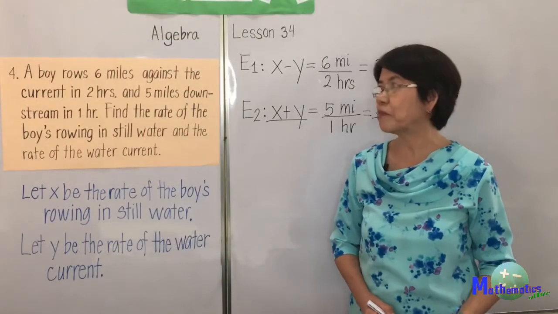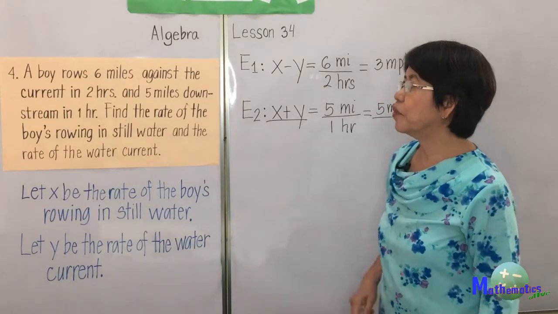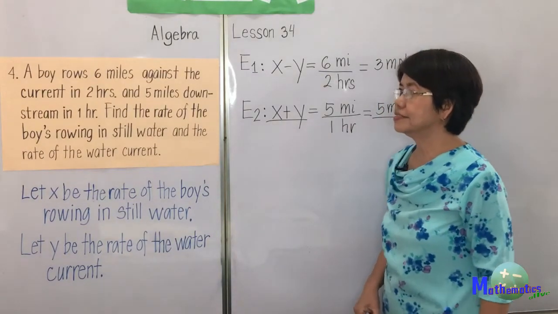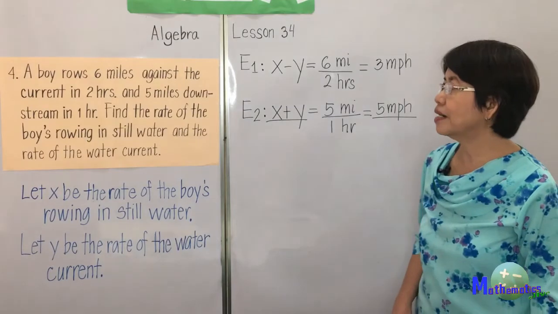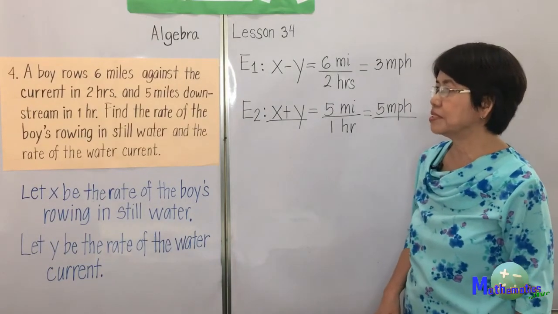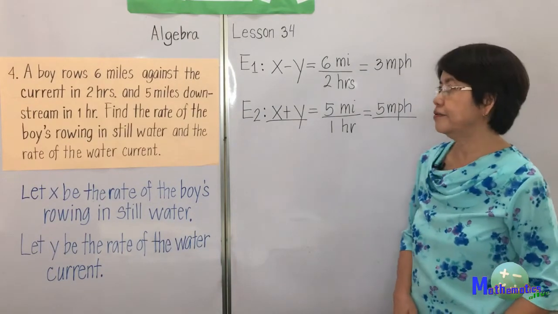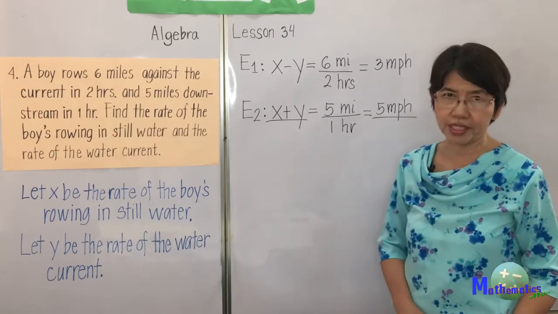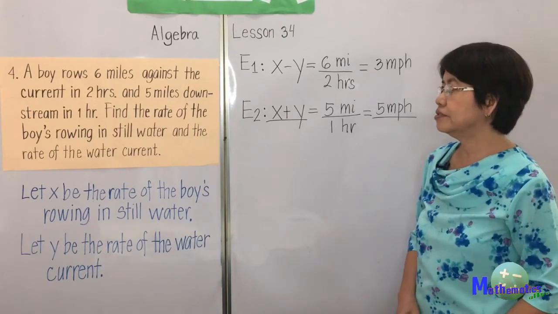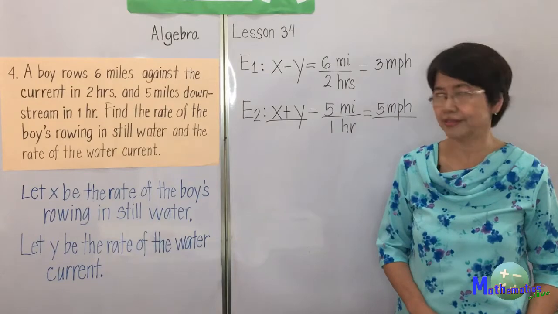And for our problem number 4, we have a boy rows 6 miles against the current in 2 hours and 5 miles downstream in 1 hour. Find the rate of the boy's rowing in still water and the rate of the water current.